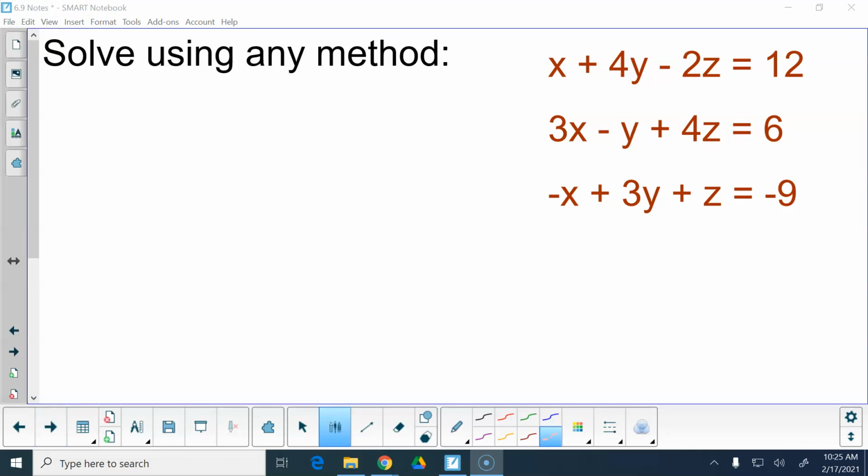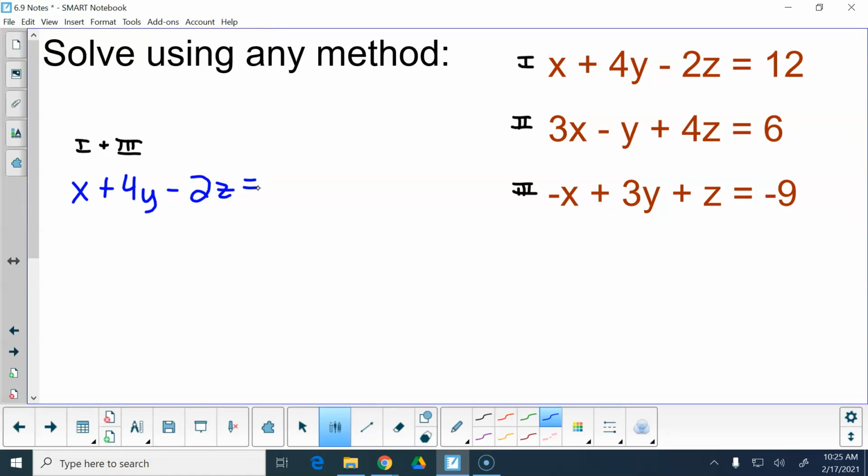I would have also chosen elimination, and I would have also chosen x. Okay? So if we label these as 1, 2, and 3, I would add 1 and 2. Or excuse me, 1 and 3. Right? So that gives me x plus 4y minus 2z equals 12.